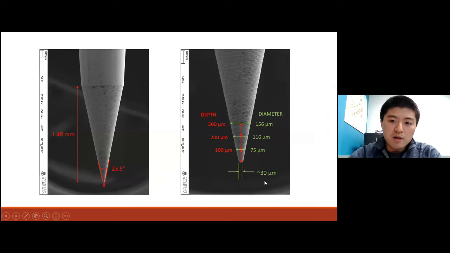And then subsequently, we can use the scale bar to calculate what the drilling diameter is at various drill depths, because we'll need to know how big of a horizontal footprint we're leaving on the sample when drilling at certain depths.